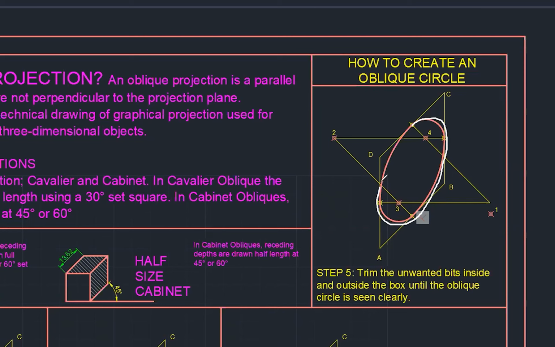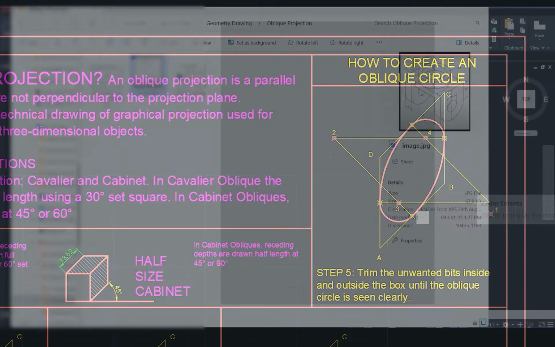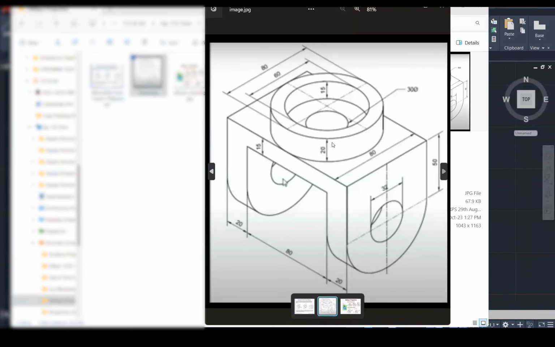And this would be the oblique projection circle. All right. So I hope everyone was able to understand how to draw this oblique projection circle, and you understand what a Cavalier and what a Cabinet oblique projection style is. Now, we're going to create this oblique projection. That's what we are going to be doing.